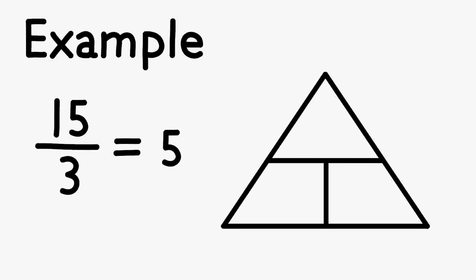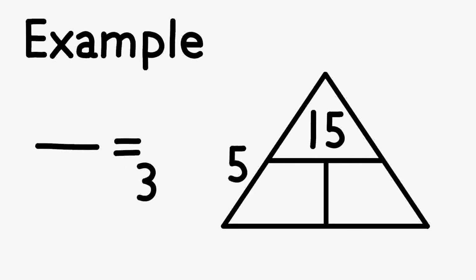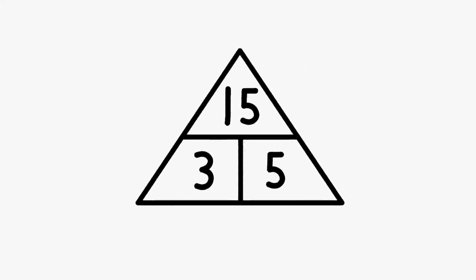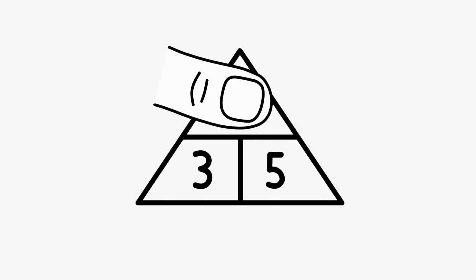Here's an example. 15 divided by 3 is equal to 5. So 15 is A, 15 is on the top, 3 is B, and 5 is C. So 3 and 5 go on the bottom. Now we cover up 15 and we see that 3 and 5 are on the bottom part of the triangle, which means that we multiply them together and get 15. So now we know that 15 is equal to 3 times 5, although I'm sure you knew that already.